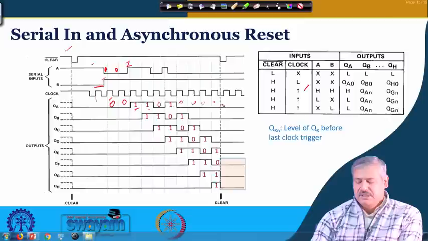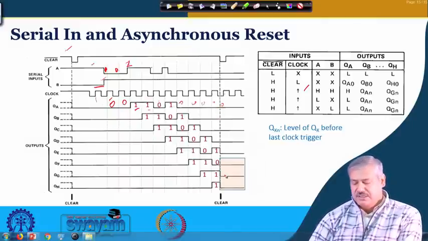When the reset comes, asynchronous reset, immediately, irrespective of the clock trigger, you see the clock trigger comes over here, it was here, again it comes here, but it will become 0 immediately, okay. This effect is not very pronounced here, but you will see it for the other cases.